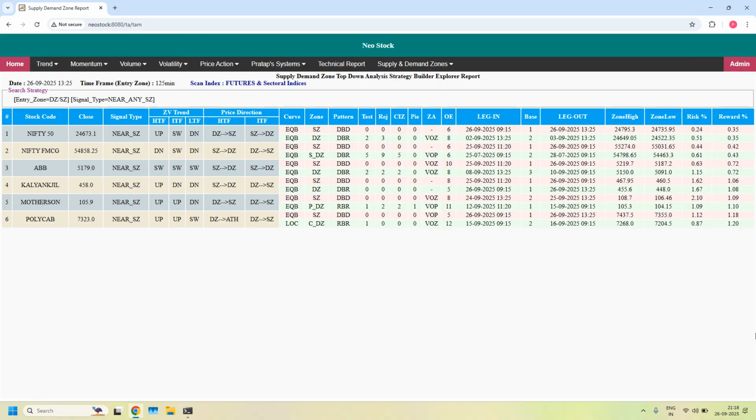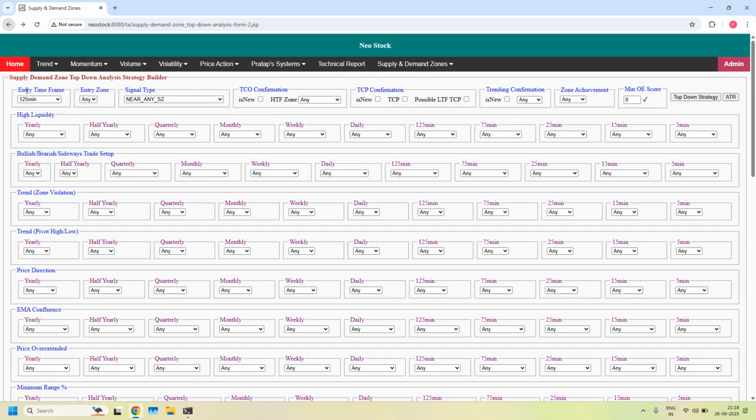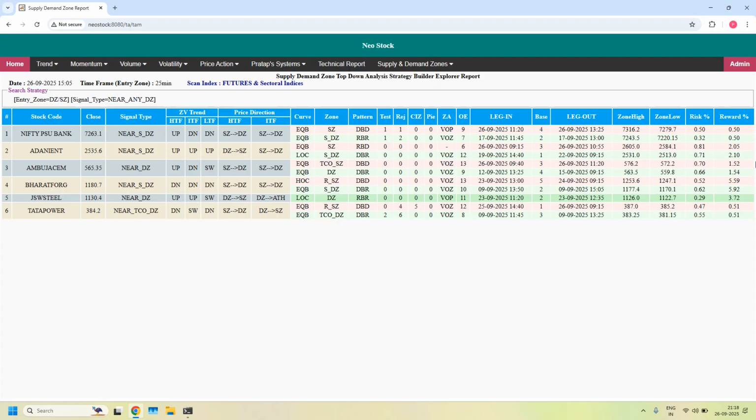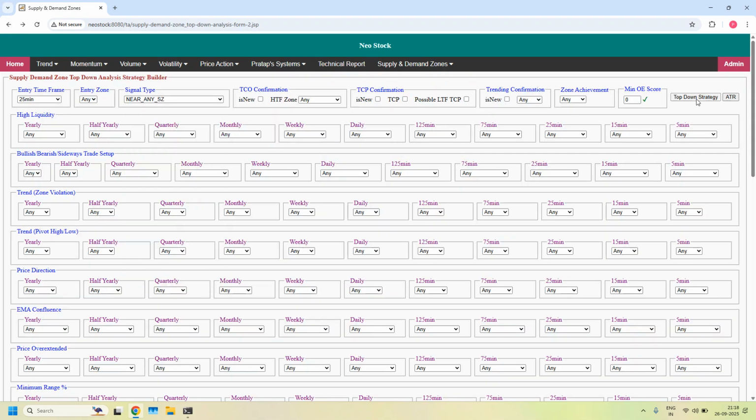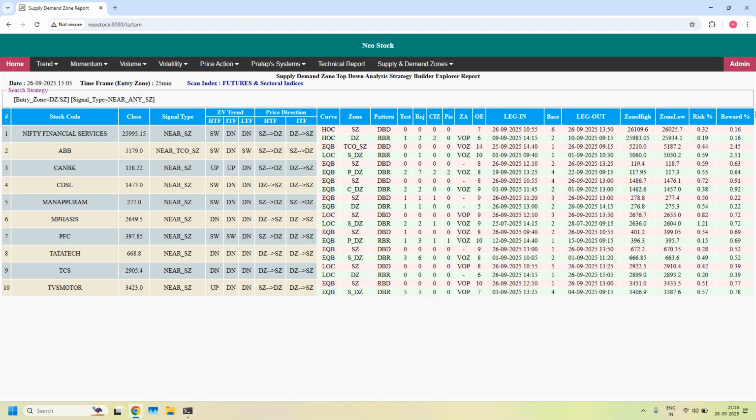Okay, next time frame 75 minutes, already generated in the beginning of the report. So the next time frame is 25 minutes. Stocks near the 25 minutes demand zone, we got 6 stocks. Next, stocks near the 25 minute supply zone, we got 10 stocks.